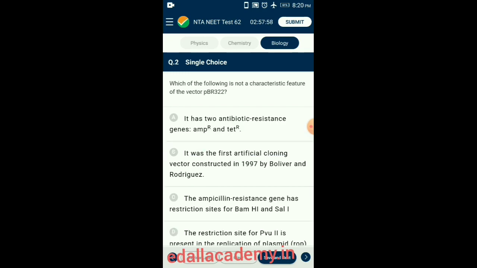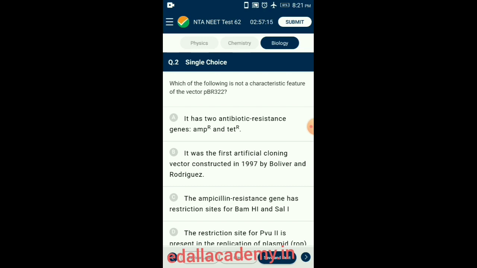Question number 2. Which of the following is not a characteristic feature of the vector pBR322? pBR322 was the first artificial cloning vector constructed by Bolivar and Rodriguez in the year 1977. In pBR322, p refers to plasmid, BR refers to Bolivar and Rodriguez, the scientists that constructed this plasmid. 322 is the number given to distinguish this plasmid from the other plasmids developed in the same laboratory.